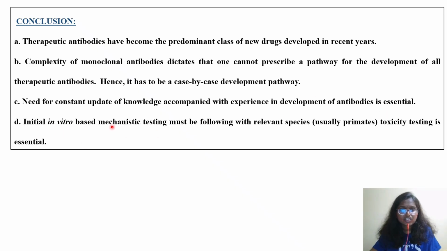Then initial in vitro based mechanistic testing must be followed with relevant species. Usually primate toxicity testing is essential. So from this question, what we have learned is the ICH S6 guideline. Then you have learned about ICH M3 also. So what are the studies required for a traditional, conventional molecule? What are the studies required for a biotechnology derived molecule? Mostly what we are learning is immunogenicity study and tissue cross reactivity study. What is the relevant species? Mostly monkeys are the relevant species for the ICH S6 guideline.